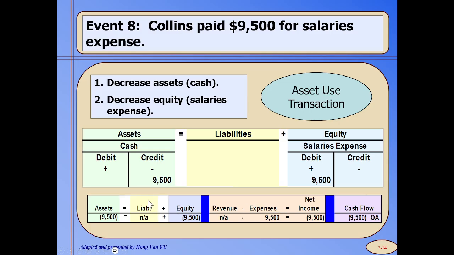So here, first look at the balance sheet. We have the assets. Cash reduces 9,500. No impact on liability, but a decrease of the equity of 9,500. For the income statement, there's no impact on revenue, but there's an expense of 9,500. It means that the net income decreases 9,500. And finally, there is a cash outflow in the operating activity recorded for 9,500.